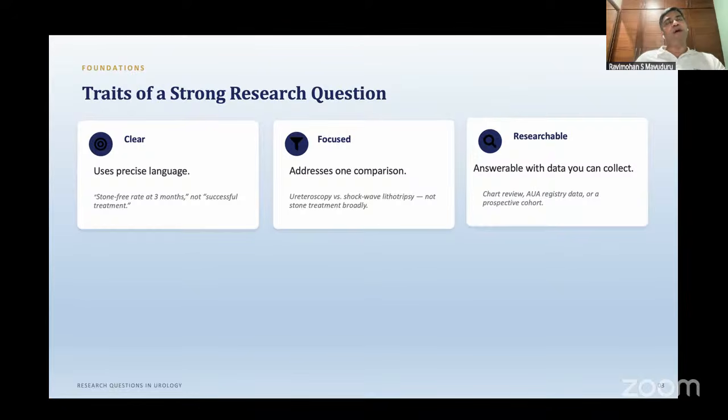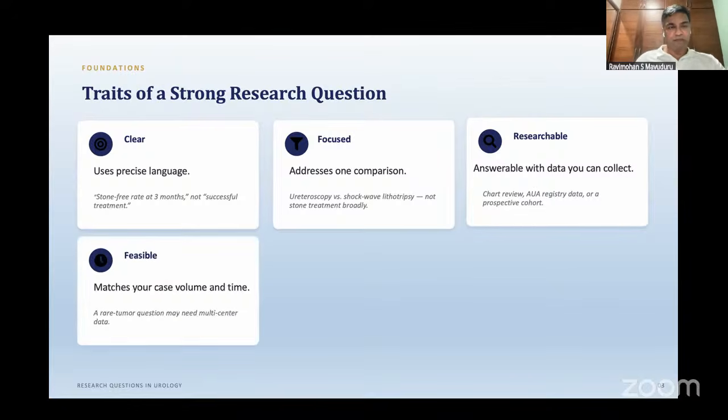It's not that you would have a vague question and there is no data anywhere else, and you end up not finding a right answer. It should obviously be feasible. Suppose the disease incidence is very low. Let's say you're studying in MPUH and you have very low CA penis presentation. You cannot obviously do research on CA penis. But if you have stone as a major bulk, you can do it. So it should be feasible, matching your case volume and your time.